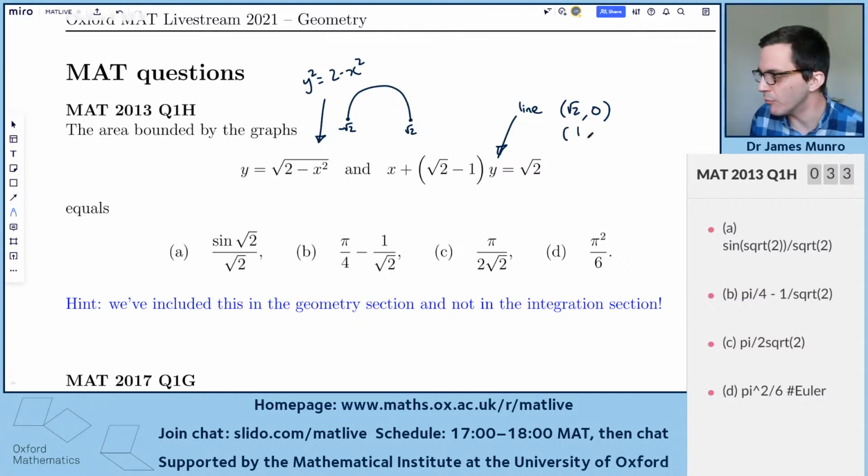It also goes through 1, 1. Kind of interested in how people spot these points. So it's true, right? 1, 1 does work. 1 plus root 2 minus 1 times 1. That all adds up to root 2. I'm kind of interested in how people spot that. It makes the question much easier. As soon as you've spotted the point 1, 1 is on both curves, and it is on both curves, it makes the question much easier because now we've got our intersection points.